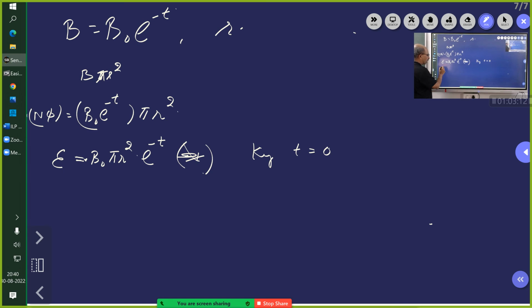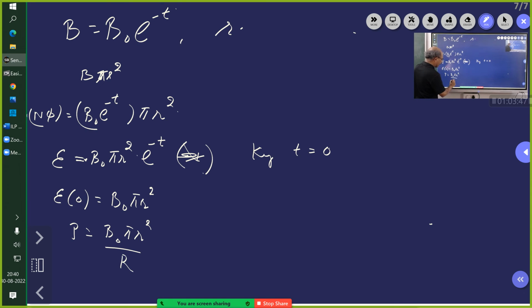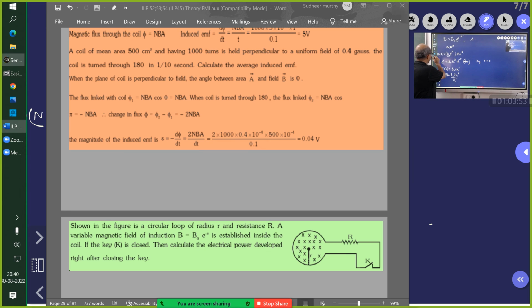So the EMF at time t equal to 0 will be B naught pi r square e raised to 0. Sorry, e raised to 0 is 1. So this is the induced EMF at time t equal to 0. Then what is the power? Power is V square by R. So the power will be B naught pi r square by R, the power at time t equal to 0 developed in the circuit.